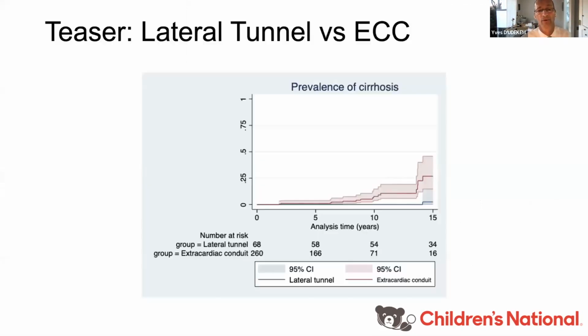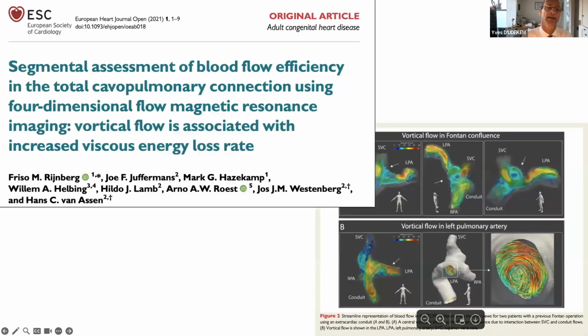level of liver fibrosis. That's a teaser from a paper that is going to be presented at the ATS. If you look at the extracardiac conduit in red here, 25% of them had liver cirrhosis by 15 years after the Fontan, against 2.5% in the patients with the lateral tunnel. And so that changed my mind.